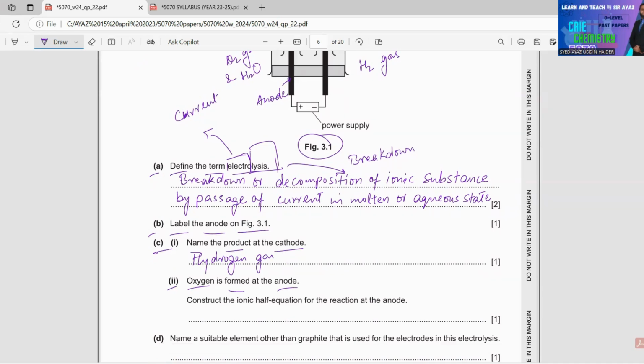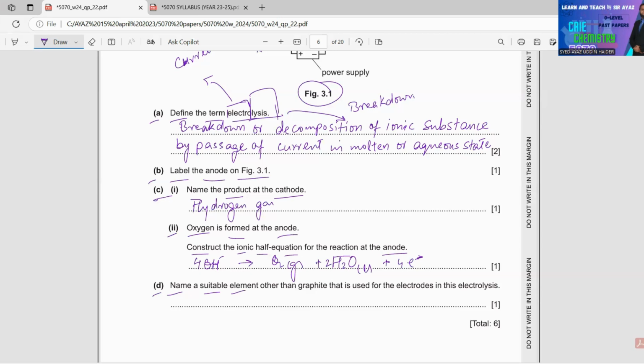Number 2, oxygen is formed at the anode. I've already mentioned. Construct the ionic half equation for the reaction at the anode. And you are having hydroxide ion moving towards the anode, producing oxygen gas. Water is also produced. H2O(l) plus electrons are produced. Let's balance the equation. The 4OH-, 2 moles of H2O and 4 moles of electrons. This will be the final balanced equation.